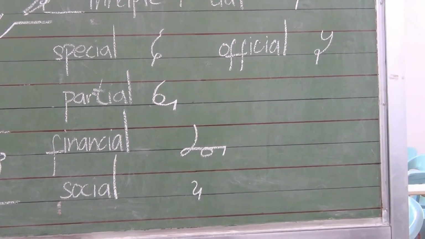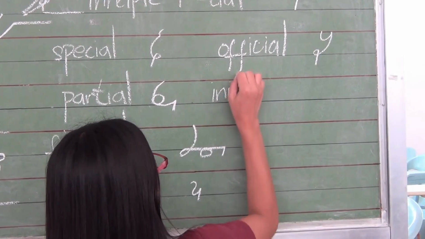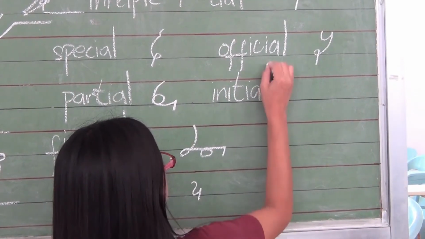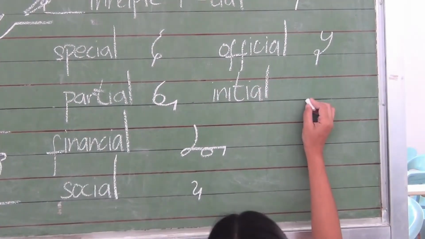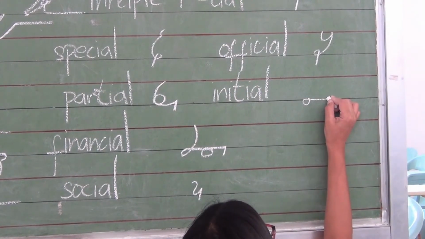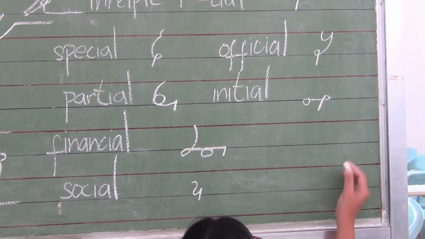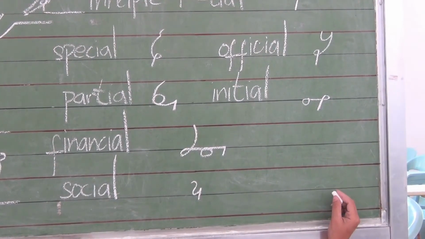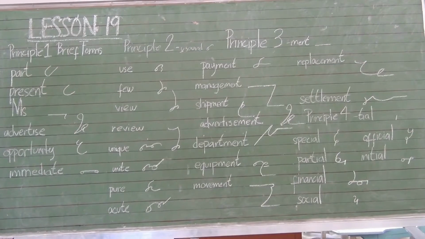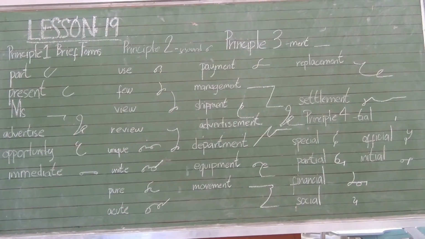Next, initial. It is represented by E, N, E stroke, and each stroke. This is the fourth principle in lesson 19 and the new set of strokes.